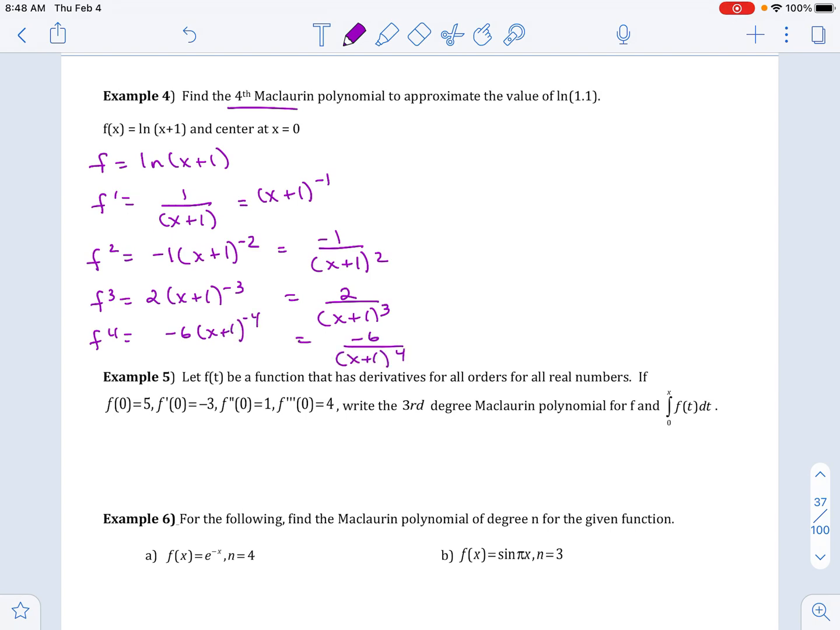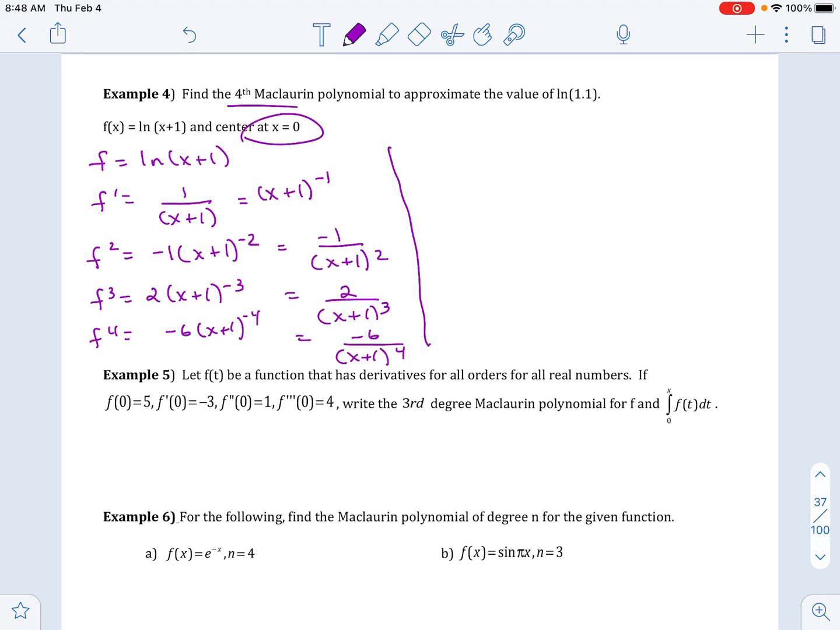And remember, what we want to do is I want it to be centered at 0, so I'm going to go ahead and plug in x equals 0 to find all the values of the derivatives. If I do that, the value of natural log of 1 is 0. This one will give me 1. This one will give me negative 1. This is 2. And then this is negative 6.